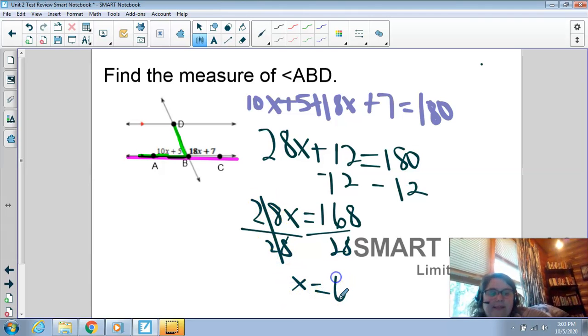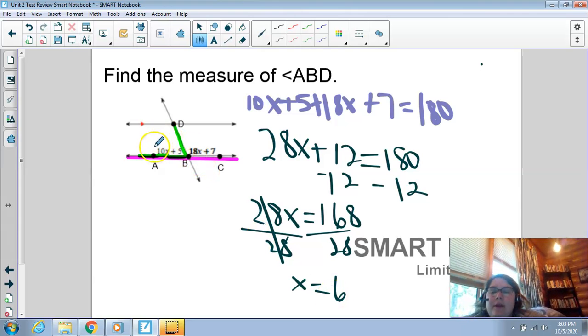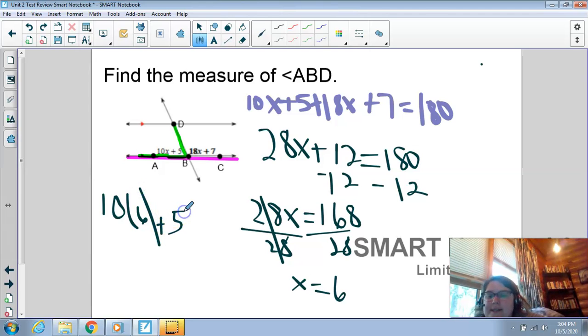Okay, I have to be careful though because I'm not just looking for x. I am looking for the measure of angle ABD, so I need to plug 6 back in. So I'm going to have 10 times x, which is 6, and then plus 5, and I'll find that angle measure. 10 times 6 gets me 60, plus 5 gets me 65 degrees. So that angle ABD, the measure of angle ABD, sorry, is equal to 65 degrees.